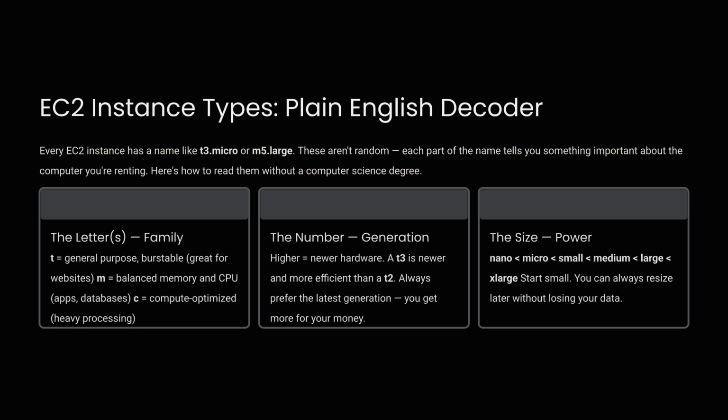The letter indicates the family, such as T, for burstable general purpose. The number is the generation. The size, like micro, indicates the power. Always choose the latest generation and start small, as you can easily resize later.